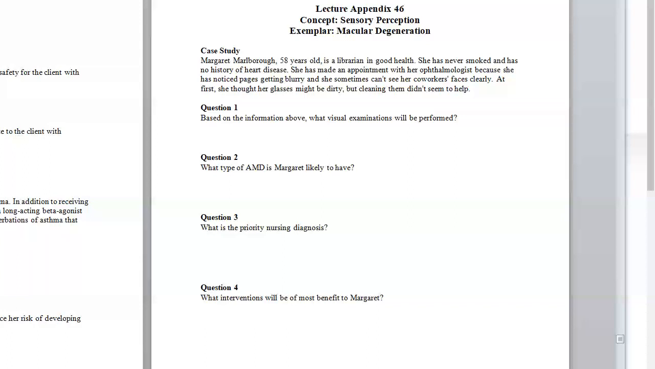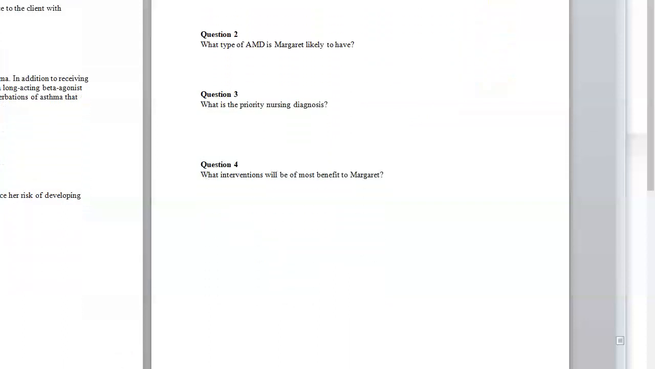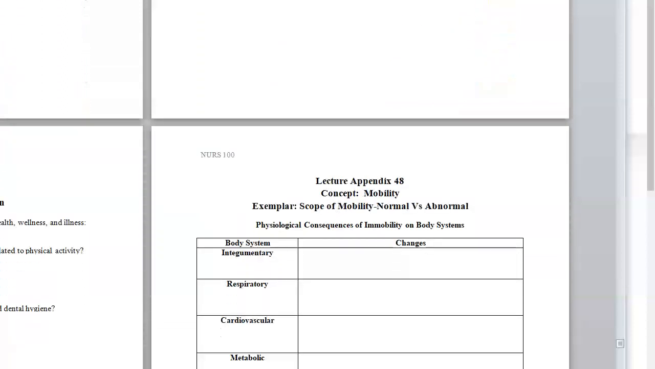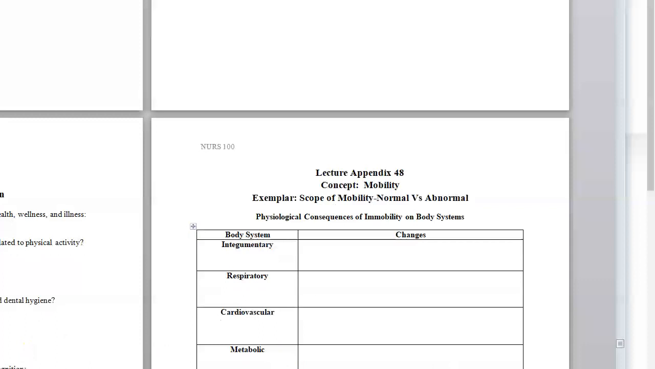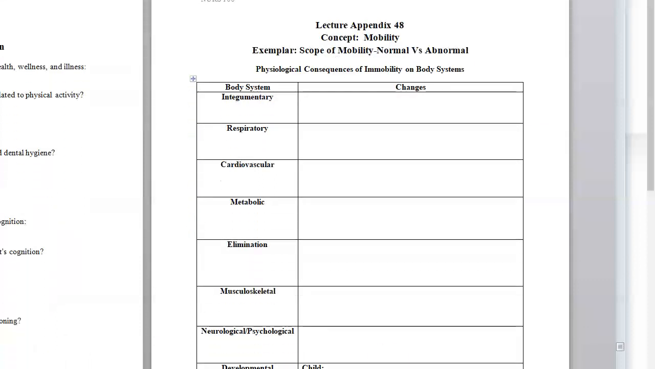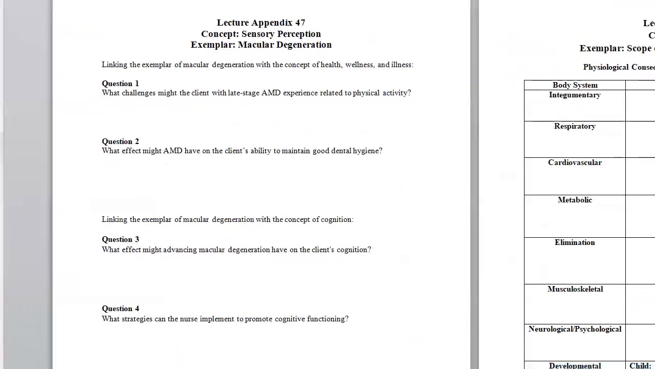All right, then lastly, let's move on to the next appendix, and this would be, again, linking macular degeneration with the concept of health, wellness, and illnesses. It says, what challenges might the client with late-stage age-related macular degeneration experience related to physical activity? Think about that.